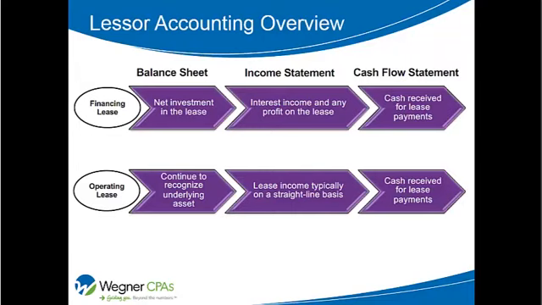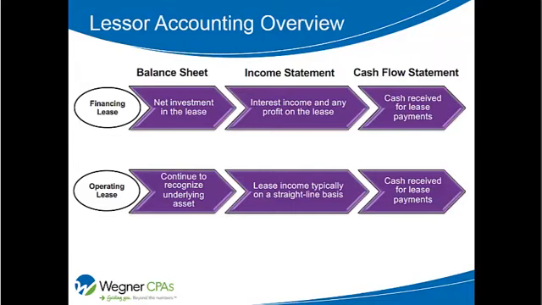If it's an operating lease on the lessor side, you're going to continue to recognize the underlying asset. Lease income will typically, again, be on the straight line basis, and you'll have cash received for the lease payments for your cash flow statement.